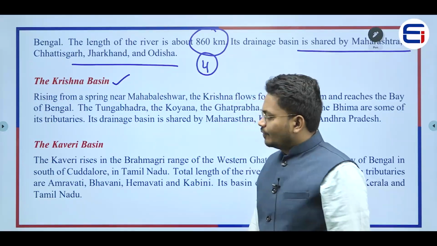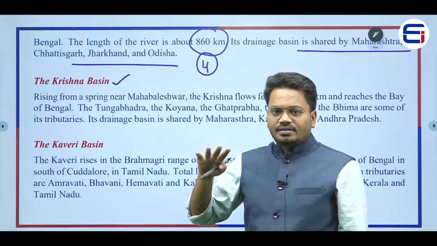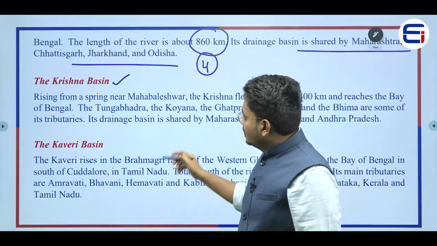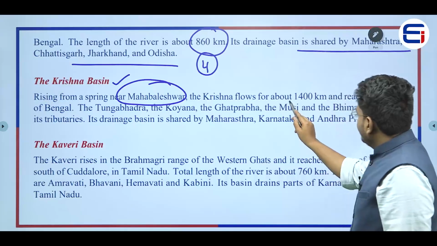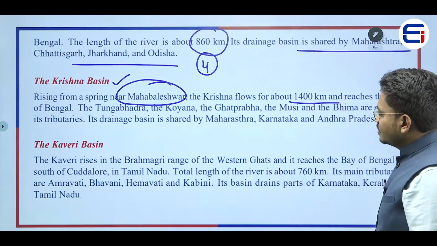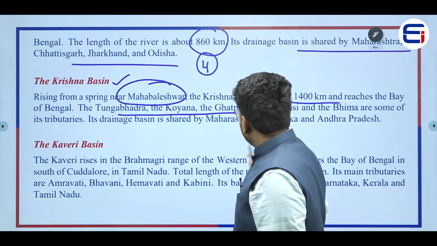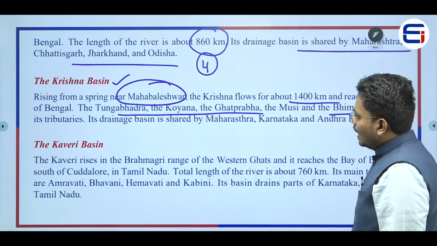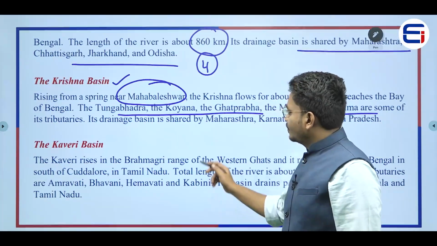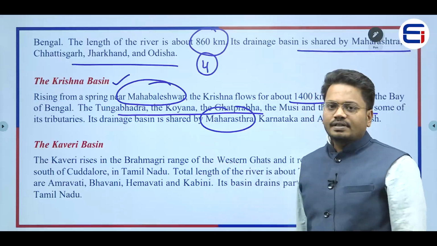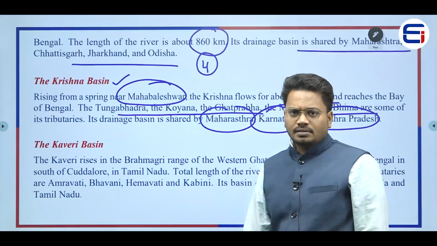And the fifth one is the Krishna Basin. And if you see this Krishna Basin, where does this Krishna river start? Krishna river starts from the Mahabaleshwar, right? So, again this particular Krishna river, it flows 1400 kilometers and it would be reaching Bay of Bengal, and Tungabhadra, Koyana, Ghataprabha, Musi and Bhima are important tributaries of this particular Krishna river. And if you see the drainage basin is shared by Maharashtra, Karnataka, Andhra Pradesh and Telangana as well.